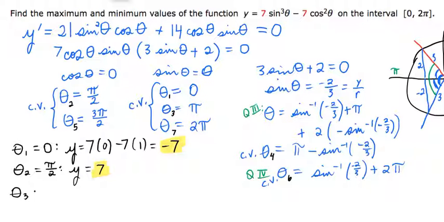Then theta 3 is pi. Plugging in pi, we have sine of pi. Sine of pi right here is 0, so my first term is 0. Cosine of pi is the x over the r, which is going to be negative 1. Now negative 1 squared is positive 1, so we still have negative 7.